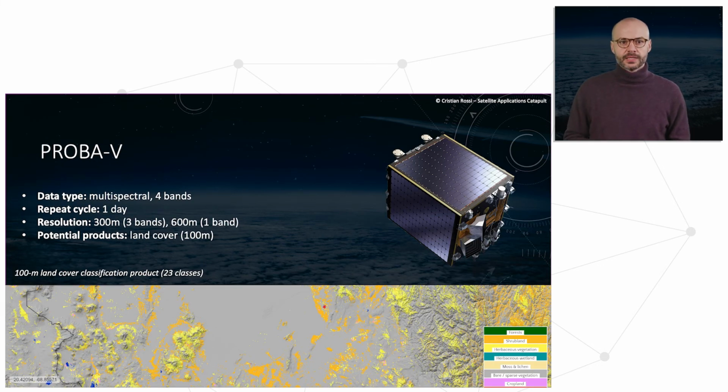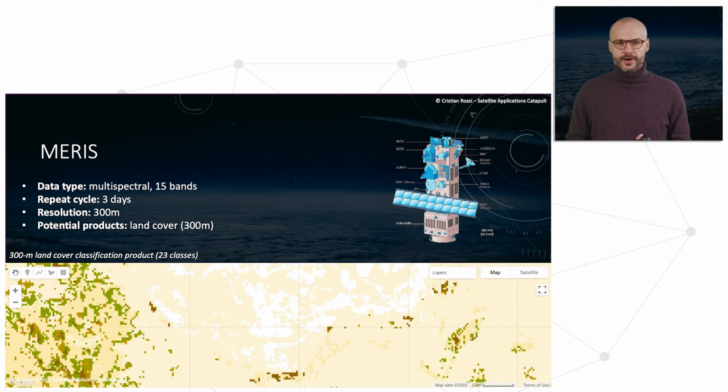Another multispectral mission that I mention because it has been used to derive a land cover product, which is shown at the bottom, is called Proba. It has a repeat cycle of 1 day with a resolution of 300 to 600 meters. A land cover product has been derived with that sensor. Another land cover has been derived with MERIS, so multispectral data, 15 bands, 3 days, resolution of 300 meters. The name of this land cover is GlobCover.